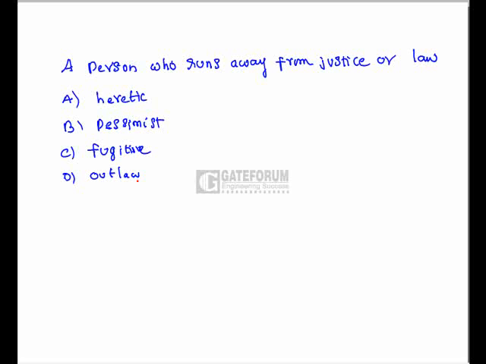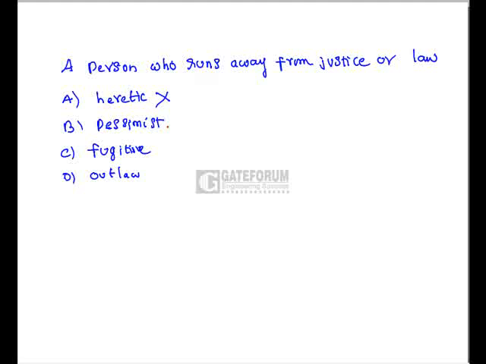Now a definition is given and you need to give the exact substitute for that. A person who runs away from justice or law is called what? Heretic. Heretic is the one who does not follow the traditions. Therefore, this can't be the answer. We are not talking about the traditions, but about one who is away from justice or law, who cannot be given the protection.